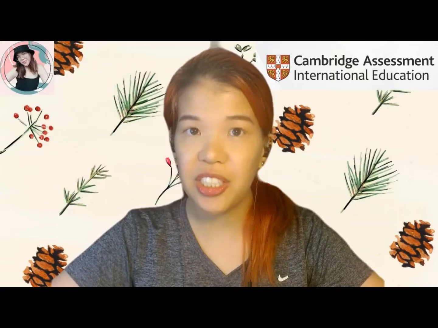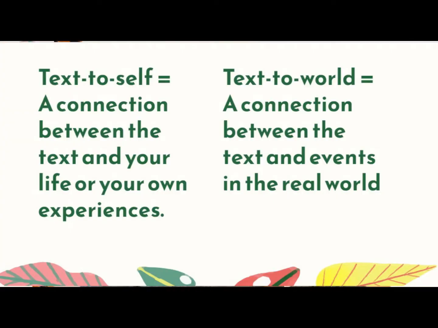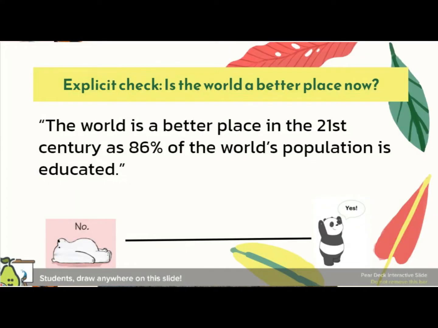There are many strategies you can use for this, but we'll only use text to self and text to world for today. This is the definition for this strategy. But what will help you remember better is practicing it. Let's understand the explicit meaning in this statement first. Read the question. Is the world a better place now? Then read the statement and answer it.